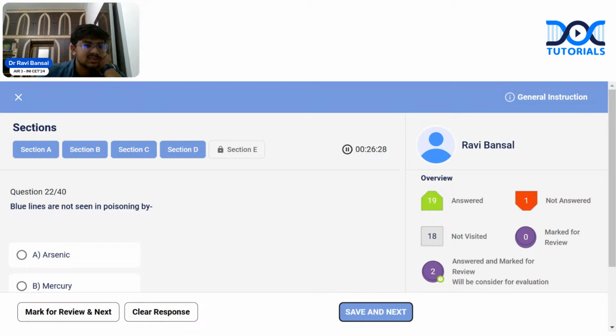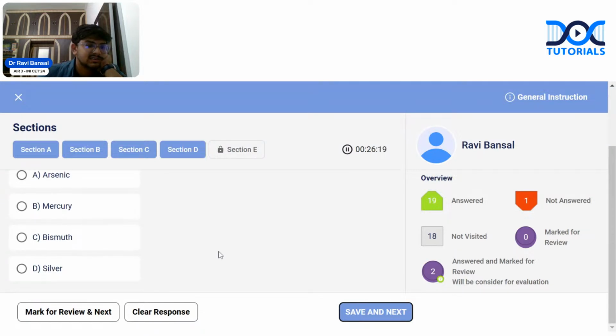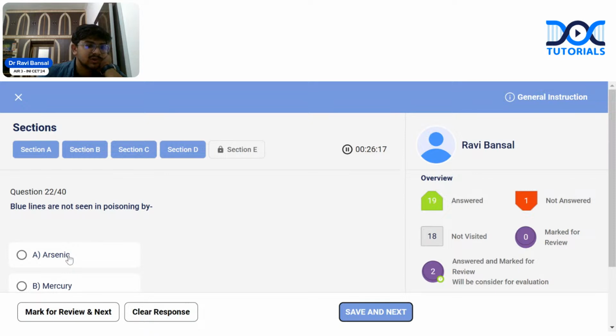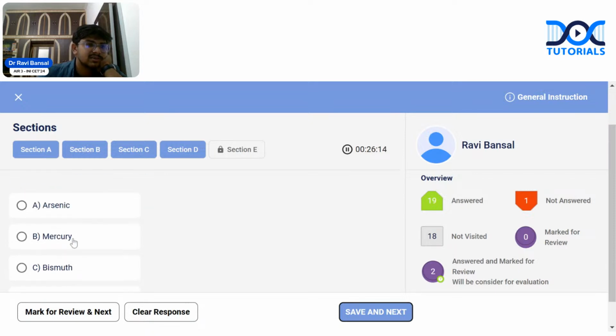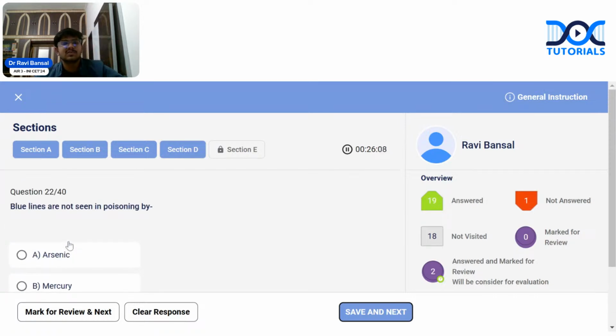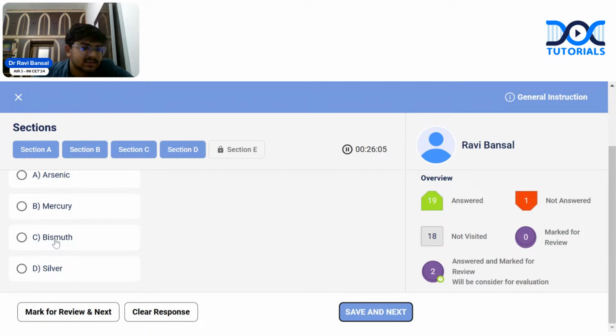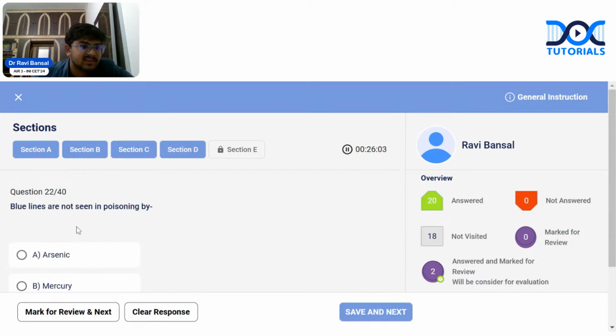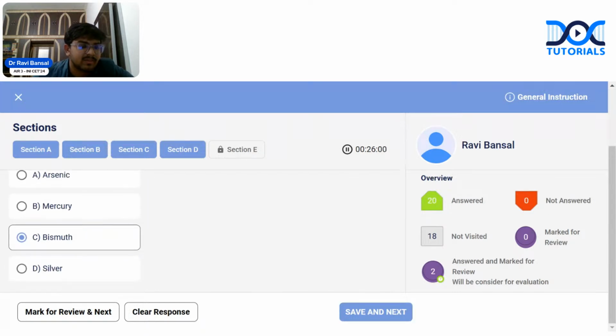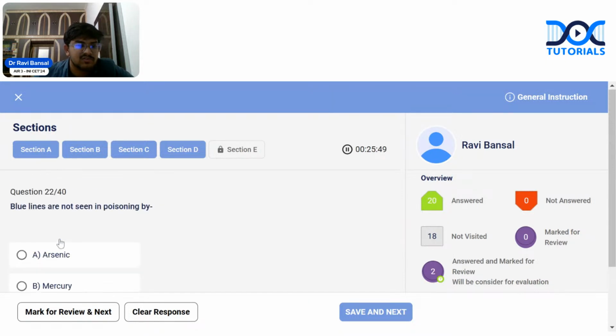Blue line is not seen in poisoning by which? There was a mnemonic for this, like LIMCA. So arsenic you see blue line, mercury you see blue line. Silver I do not remember. In bismuth poisoning you see a black tongue. So I don't think bismuth will cause blue lines. It will cause a blackish tongue, which you see in the pharma side effects of bismuth. I'm sure about this option. Arsenic causes blue line, mercury causes blue line. I do not know about silver, but I know bismuth doesn't cause blue line. It causes black.